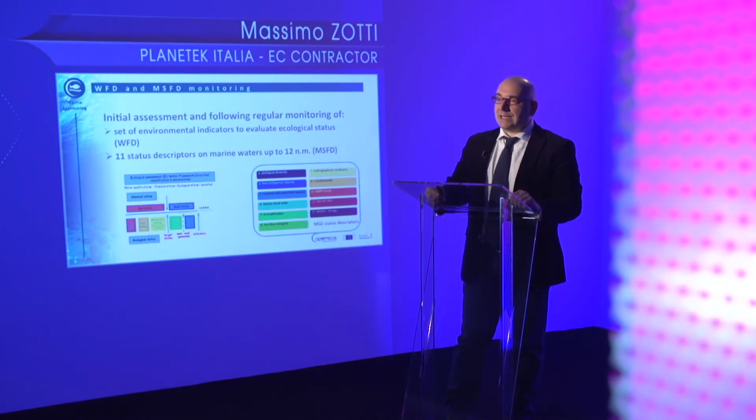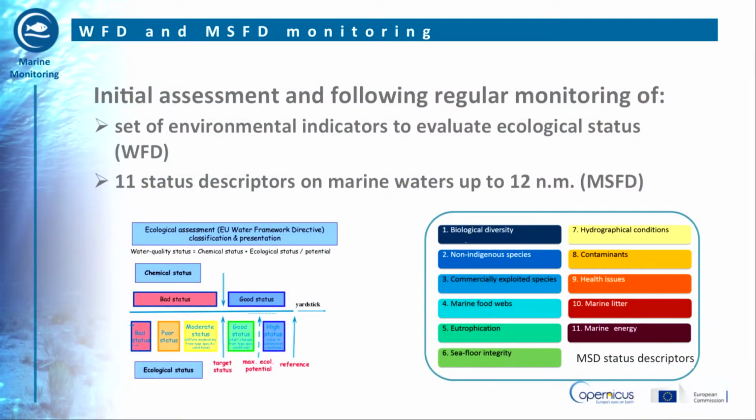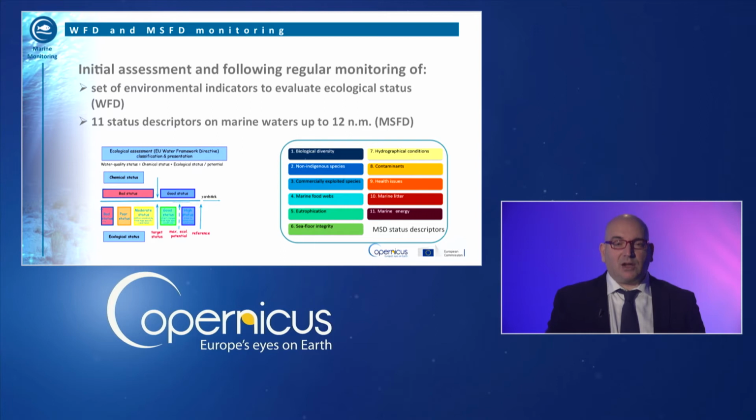The Water Framework Directive requires the measurement of a set of environmental indicators for evaluating the ecological status of a water basin. Coastal areas are included up to 2 nautical miles from the shoreline. The Marine Strategy Framework Directive defined 11 status descriptors to evaluate the good environmental status of all national sea areas.